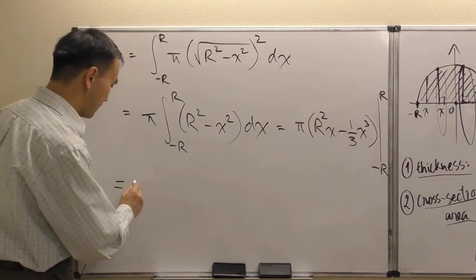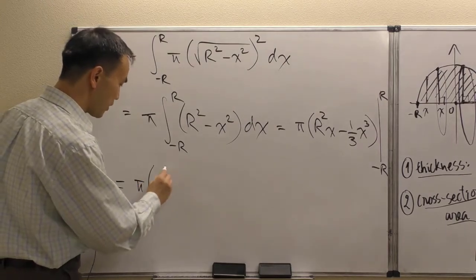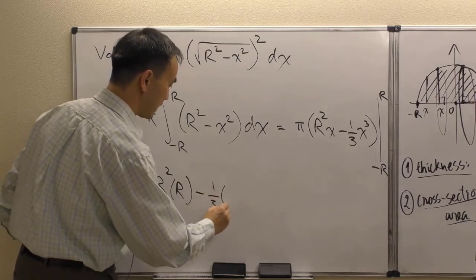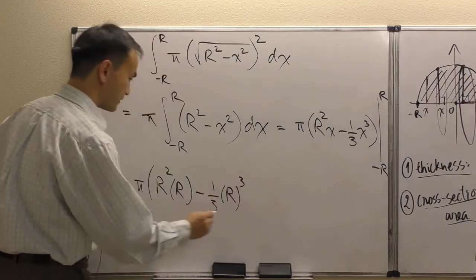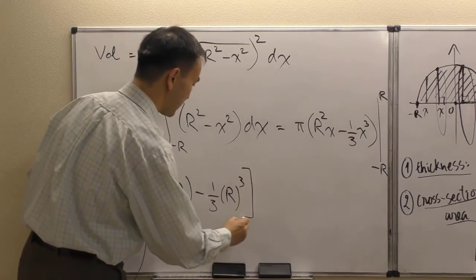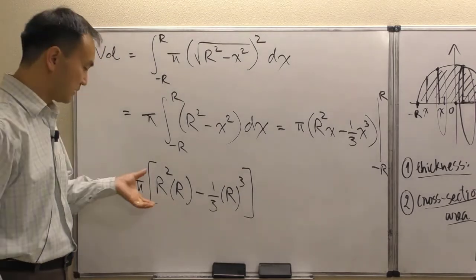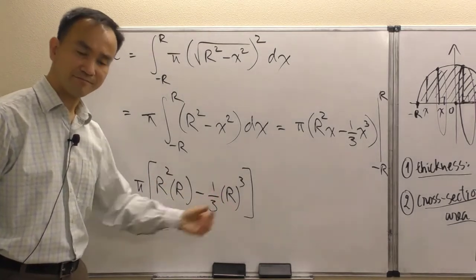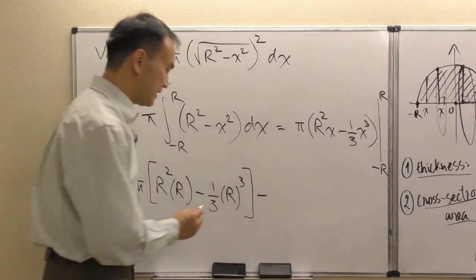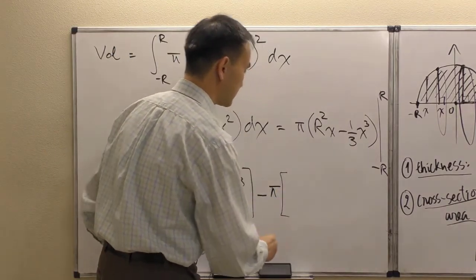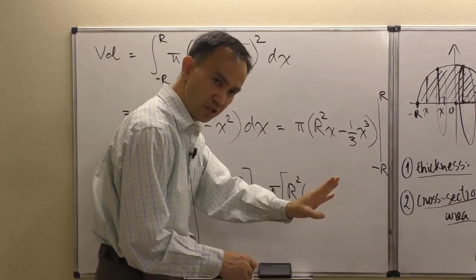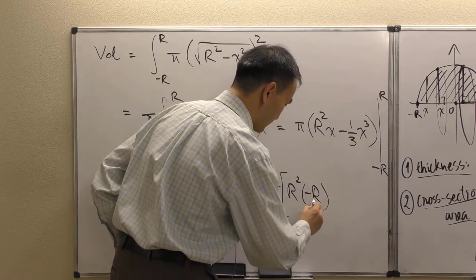All right, so now I'm looking at pi times r squared, but the x now is substituted by an r, and minus 1/3 times r cubed. Okay, so I should have used brackets here. So that's my antiderivative evaluated at the upper limit. Okay, and I'm subtracting, and then there's pi again. My antiderivative is r squared, but times now x is substituted by minus r, the lower limit of our integral. So minus r.